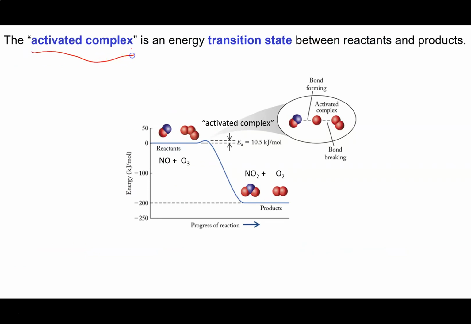The activated complex is an energy transition state. So we're right at the balance point between our reactants and products, and it is often referred to as the transition state. So another term that you'll see people talking about when they are really referring to the activated complex is the transition state. You'll hear a lot of talk of that. Okay.